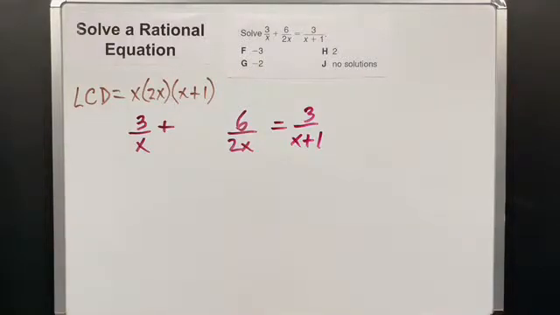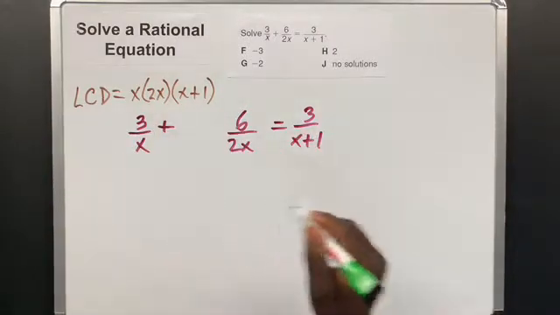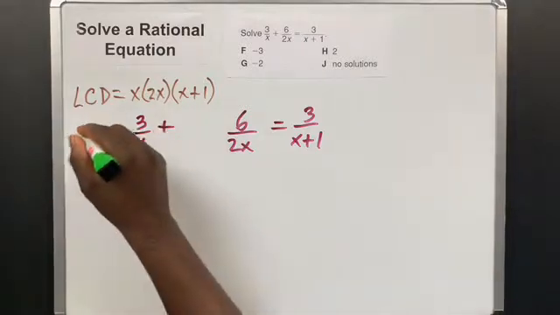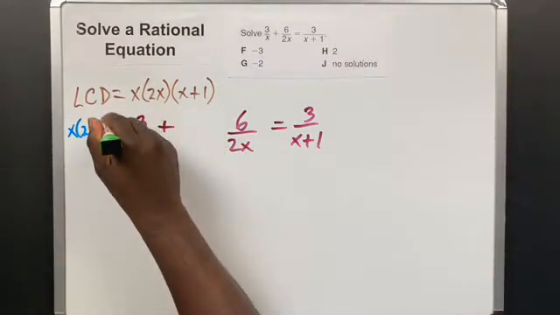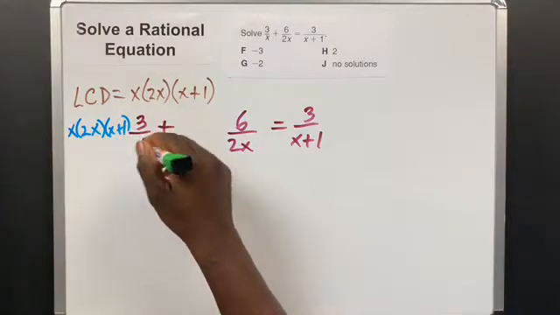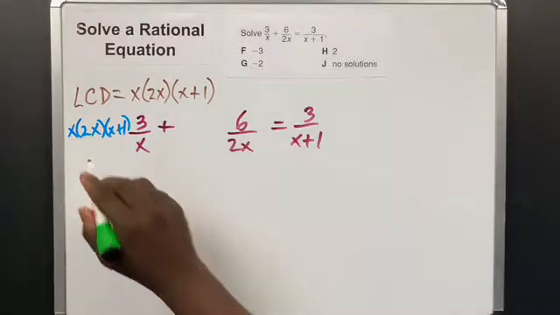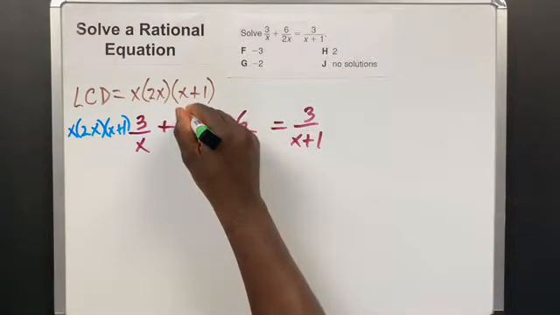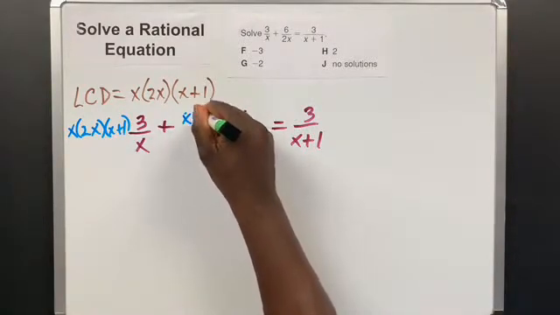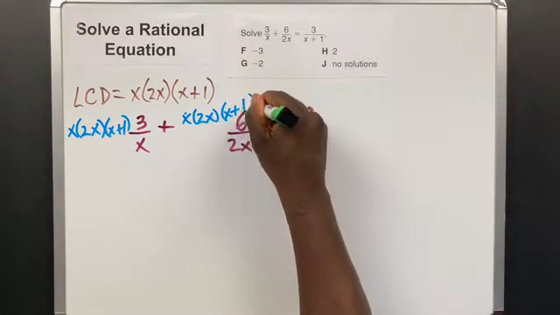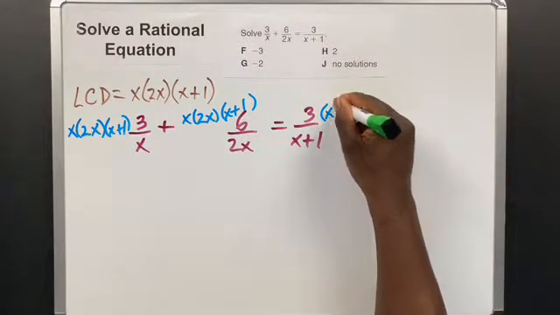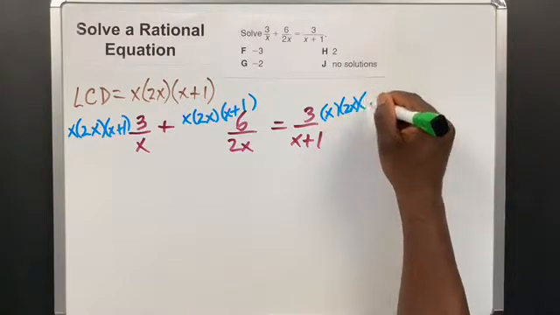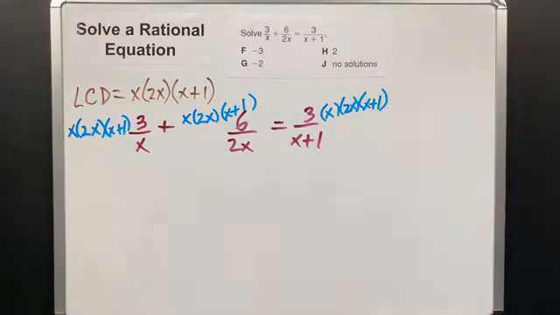Now, what we want to do, again, is multiply this LCD by each part of this rational equation. So we have x times 2 times x times x plus 1, multiplied by that part of the equation. We're going to do the same thing here: x times 2 times x plus 1, multiplying this times that. And then the same thing over here: x times 2 times x plus 1.